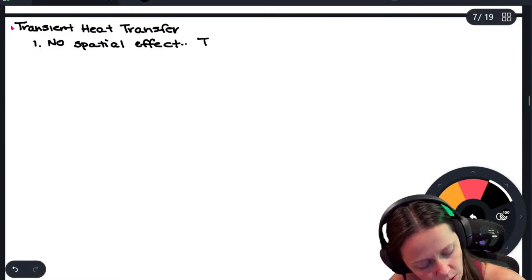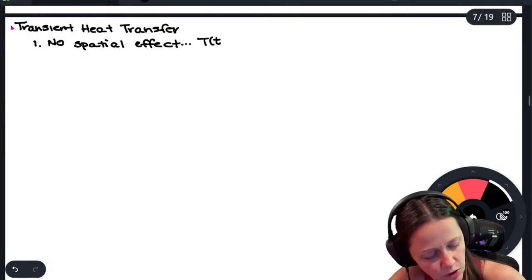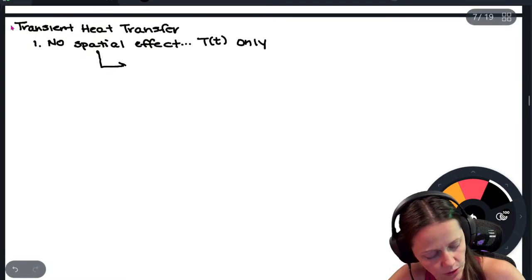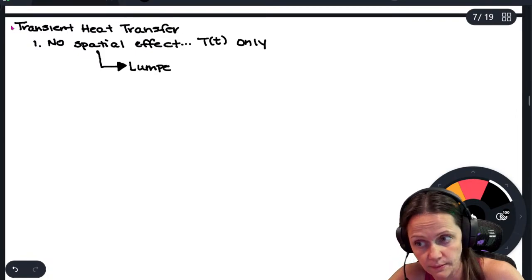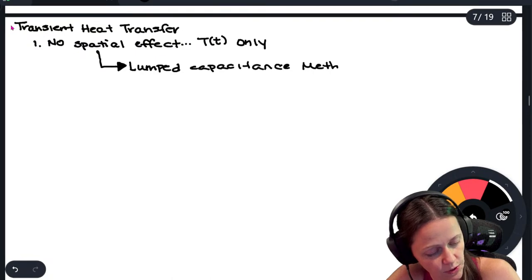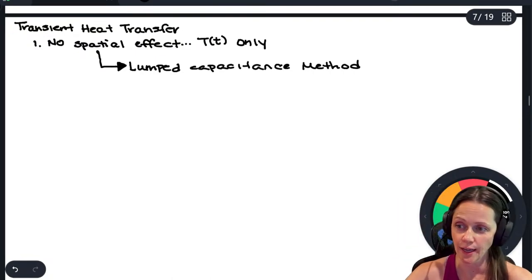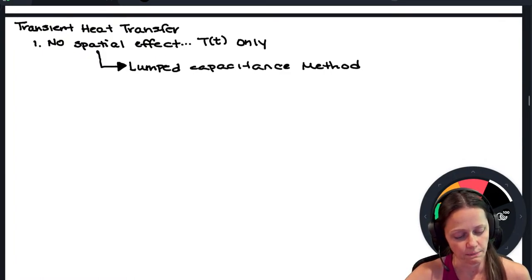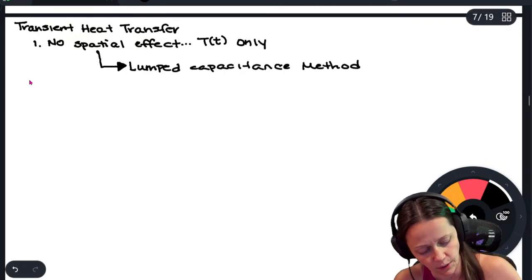In other words, the temperature distribution is a function of time only. For this case, we're going to use something called the lumped capacitance method. That's what we're going to focus on today. Then tomorrow and the following day, we'll start talking about spatial effects and how we deal with that.